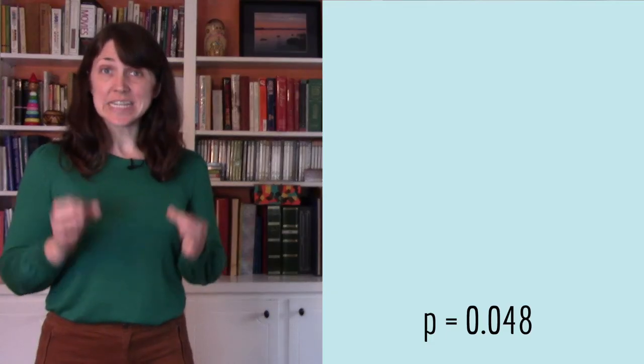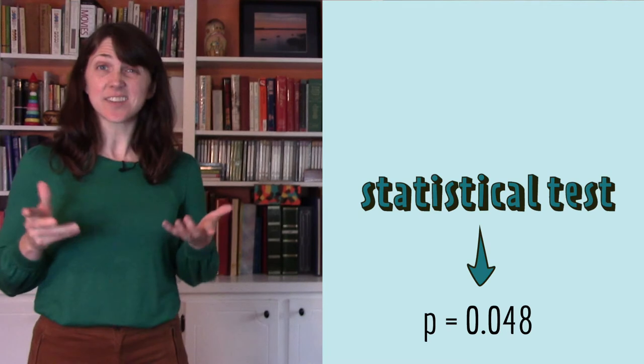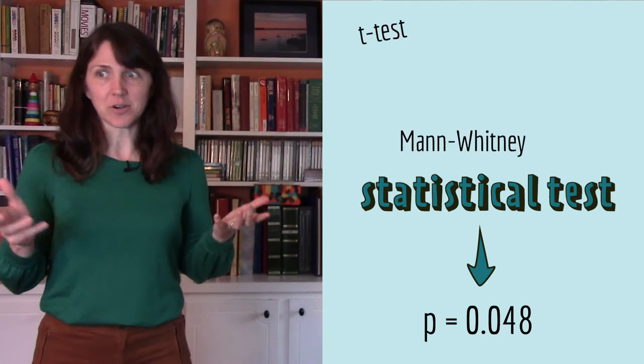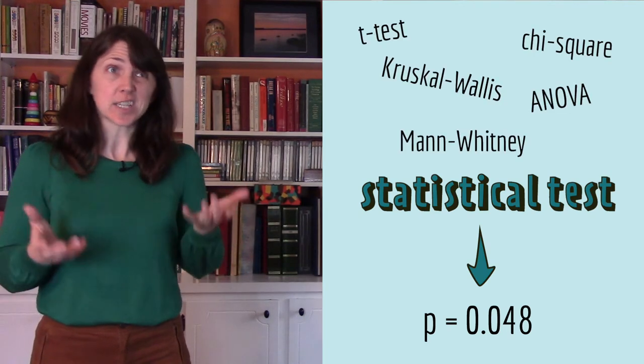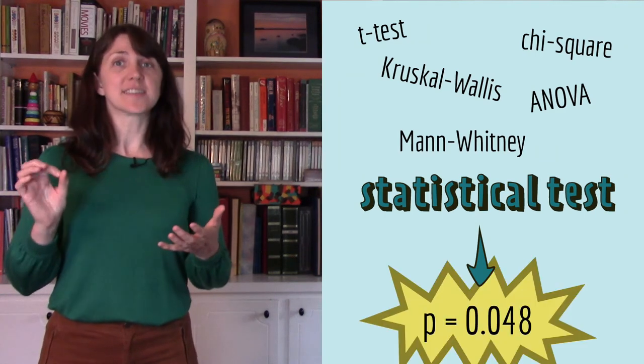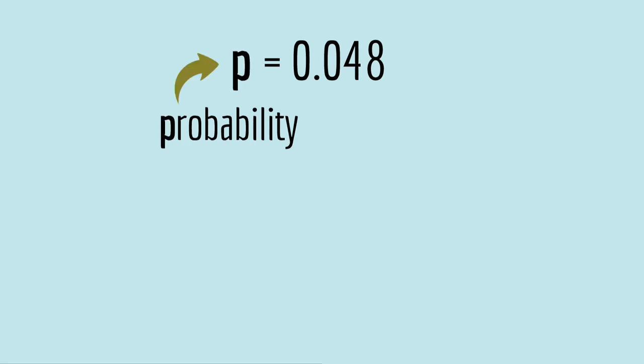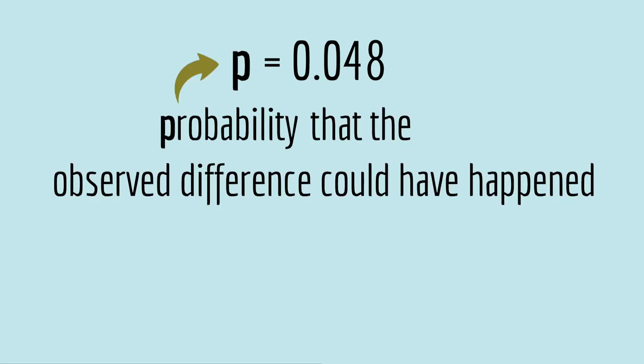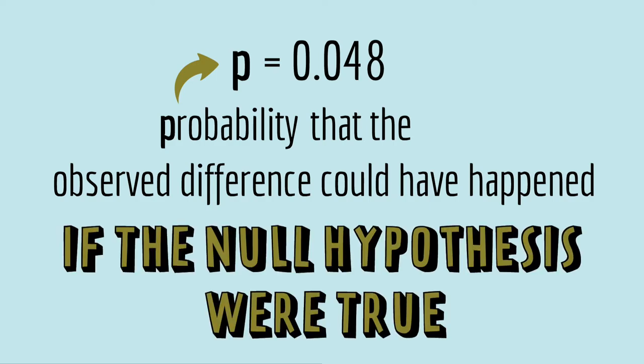A p-value is a number that is calculated using a statistical test. There are lots of different statistical tests that can be used on different types of data, but each statistical test has an output, which is the p-value. The p-value is a probability. That's what the p stands for. It's the probability that the observed difference could have happened if the null hypothesis were true.